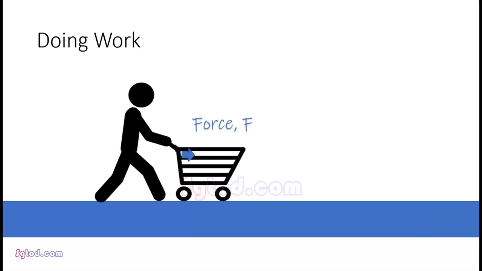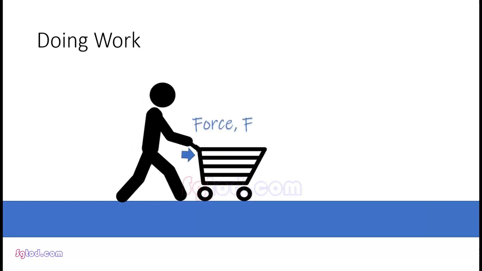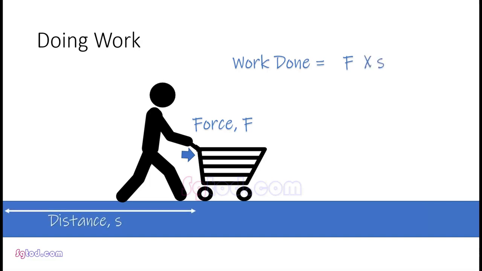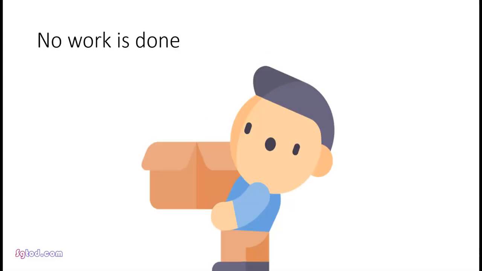For a force to do work, there must be movement in the direction of the force. The work done by a force is defined as the product of the force and the distance moved in the direction of the force. So for this boy, he is using a lot of strength to carry a heavy box, but he is not moving the box. In physics, we say that there is no work done.